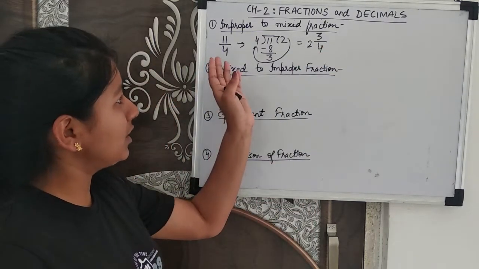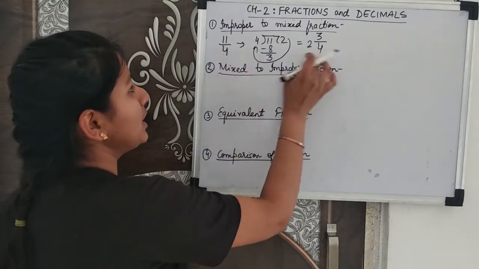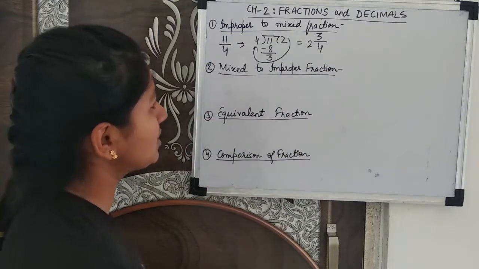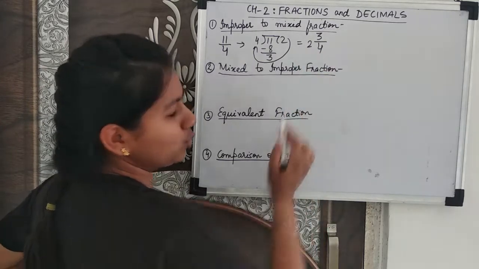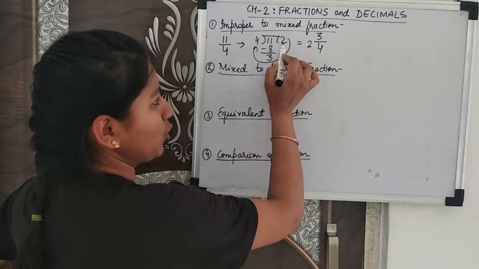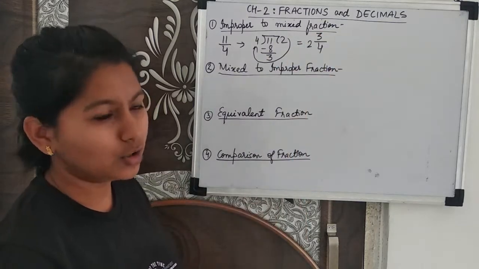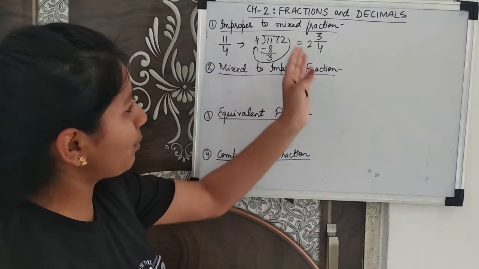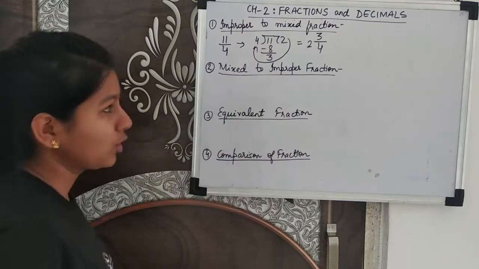One thing you have to take care of whenever you convert improper to mixed or mixed to improper: the denominator will not change. The denominator will remain the same. So in this way you can check this answer. People get confused, and some will write 3 here and 2 at the place of the numerator. So what you have to see is that whatever the quotient is, you keep it in the center, the remainder comes at the top, and the denominator remains the same. So in this way we can convert improper to mixed fraction by drawing the direction of a clock.